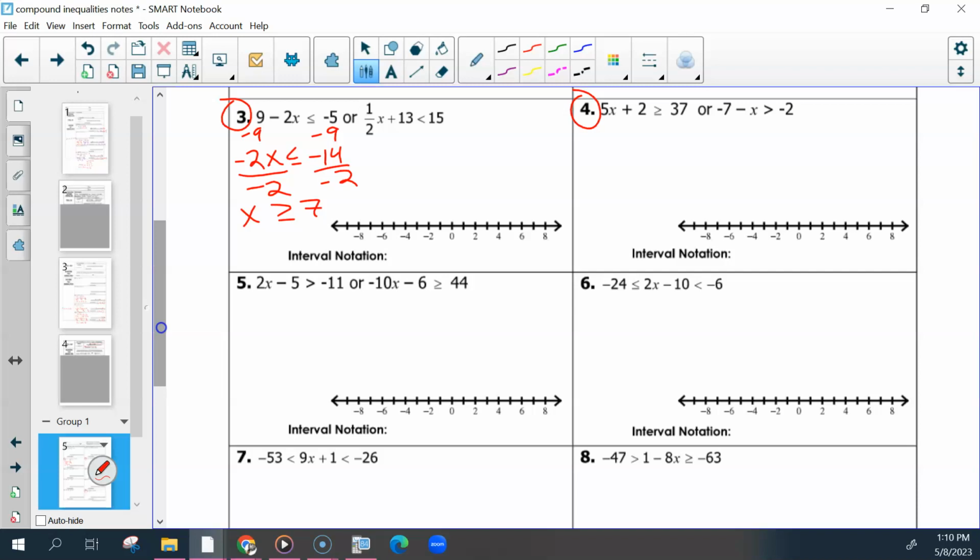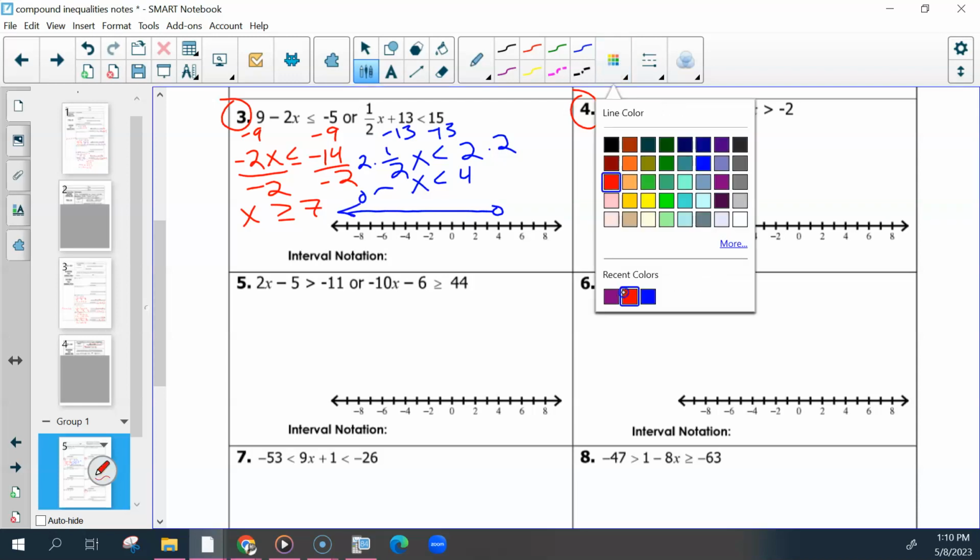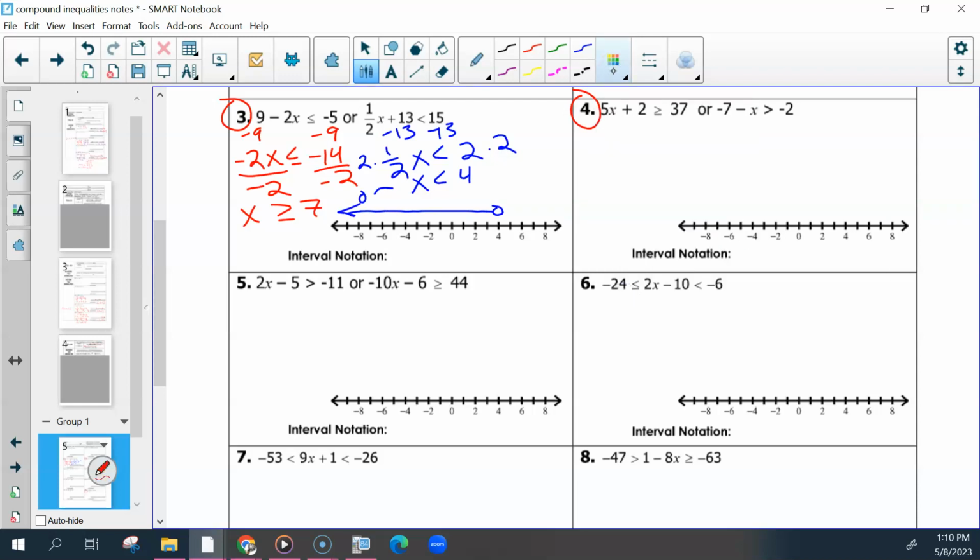And then solving the other one, what would we do first? Subtract 13 on both sides. And then multiply by the reciprocal, which would be 2. So we have x is less than 4, open circle, going to the left. And then x is greater than or equal to 7, closed circle, going to the right.